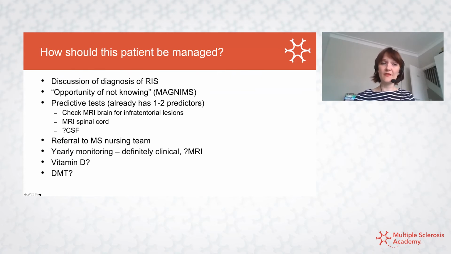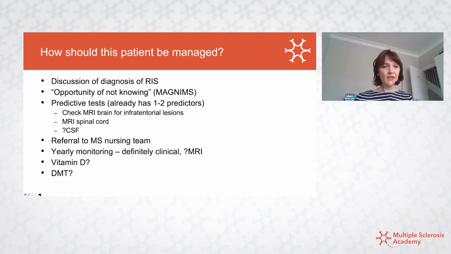Well, I think obviously we need to have a discussion of diagnosis of RIS, which is a very weird thing to have. You have something that looks like MS, that we see in people with MS on the scan, but you don't have it. I think something to remember, and I like this, came out in the Magnim's paper of 2018 that I've shown you, is this idea of the opportunity of not knowing. So yes, we could do some more tests that might give us, with the more recent papers, some idea of whether we can predict how likely it is to convert to CIS or MS, but also having the opportunity of not knowing, because at the moment we can't modify that, although studies are being done on DMT.